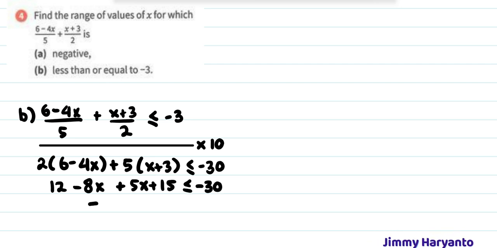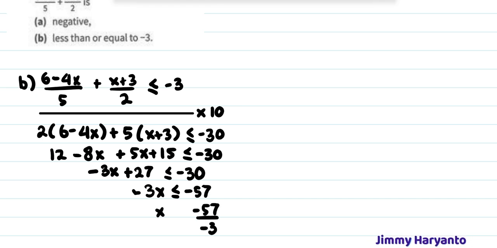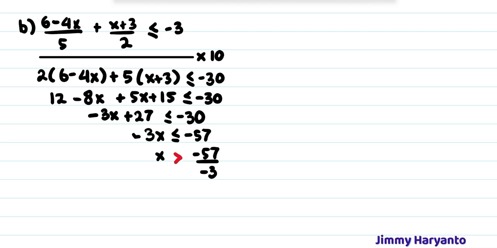Negative 8x plus 5x is negative 3x, and then 12 plus 15 is 27, and then I will move the 27 to the other side. So I will have negative 3x less than or equal to negative 30 minus 27, which is negative 57, and then x is negative 57 divided by negative 3. Because we do the division of negative numbers, the sign has to be changed, and the answer is 19. x greater than or equal to 19.